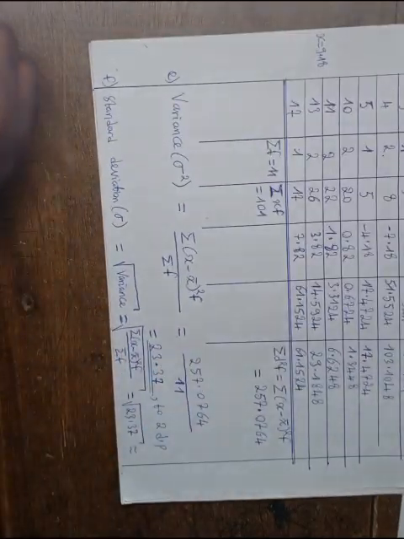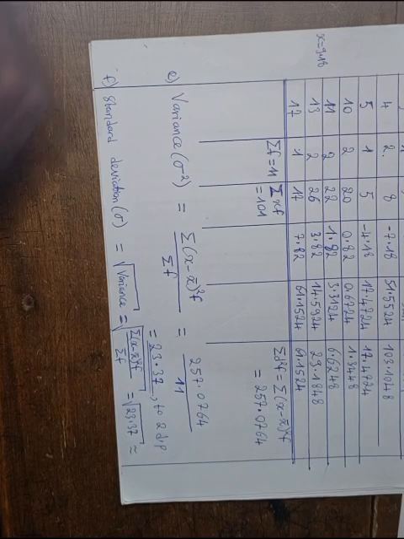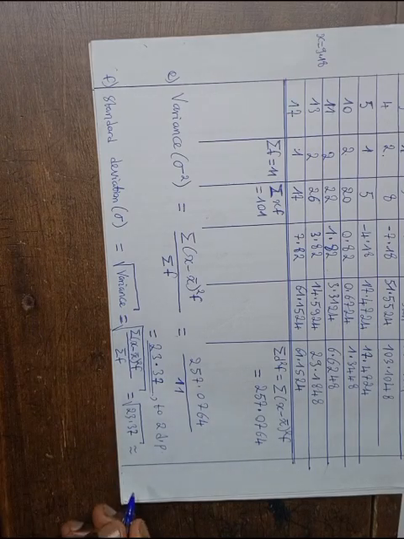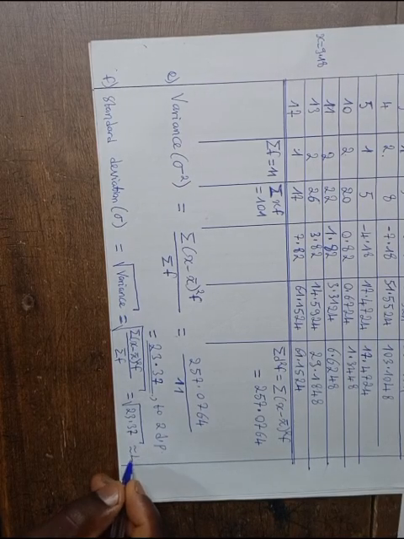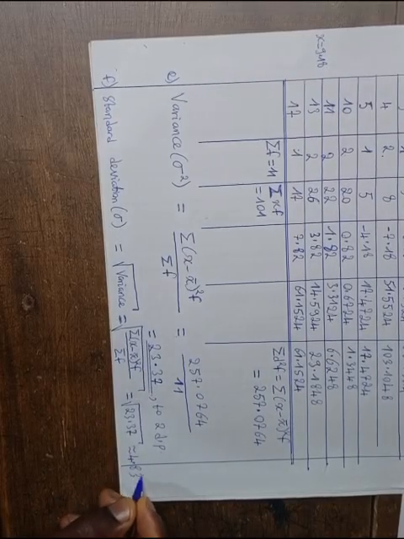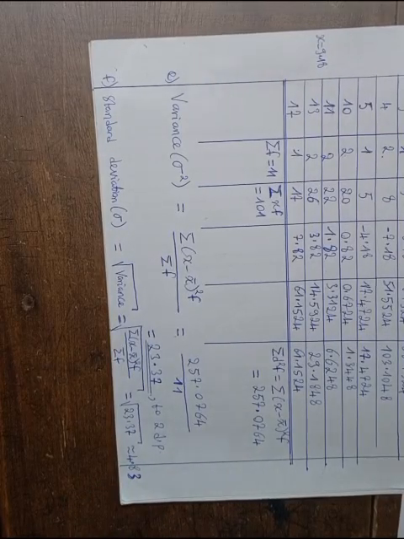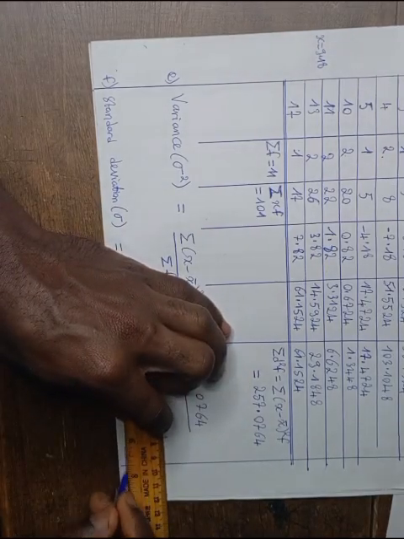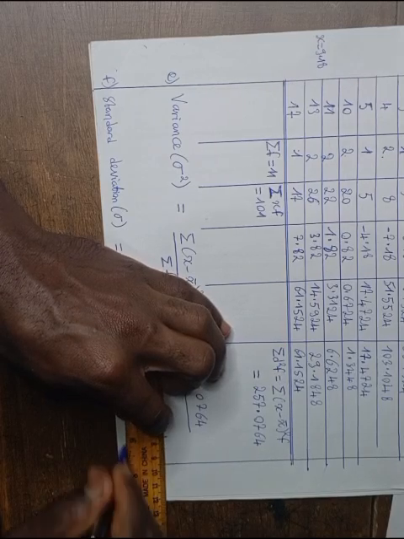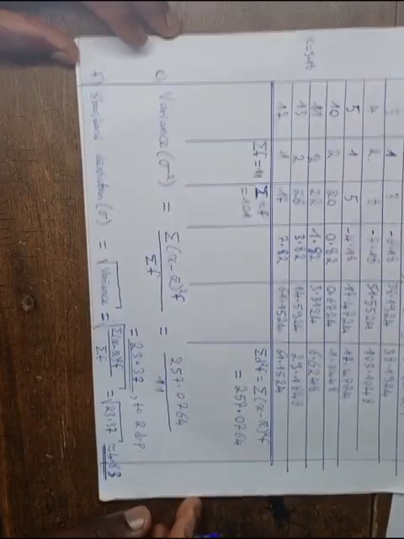Let's take the square root of that answer. Take the square root of 23.37. To 2 decimal places, it gives us 4.83. So this is our standard deviation. I will underline the answer. We are done with the solution.